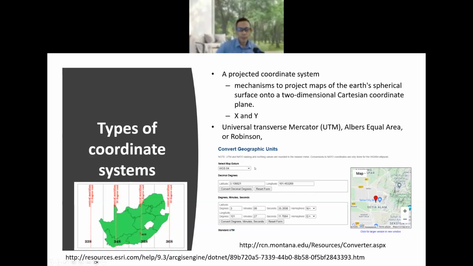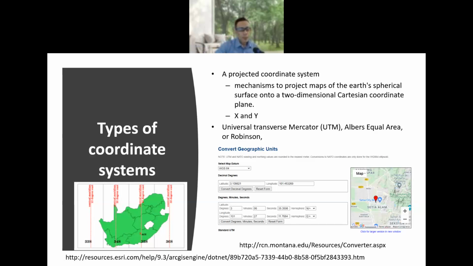For this one, I use an online transformation or conversion system. First I select WGS 1984 and key in the latitude, which is 3.109, and longitude 101.45, and then I can convert this to degrees, minutes, seconds. From 3.109, it actually refers to 3 degrees, 6 minutes, 35 seconds, and so on and so forth.